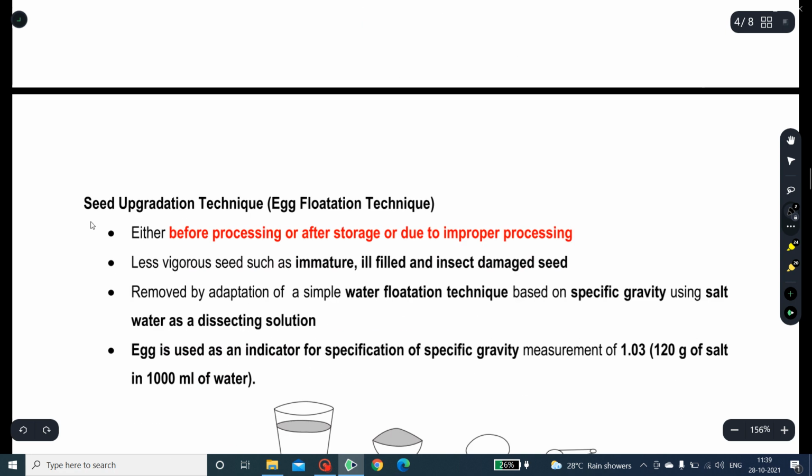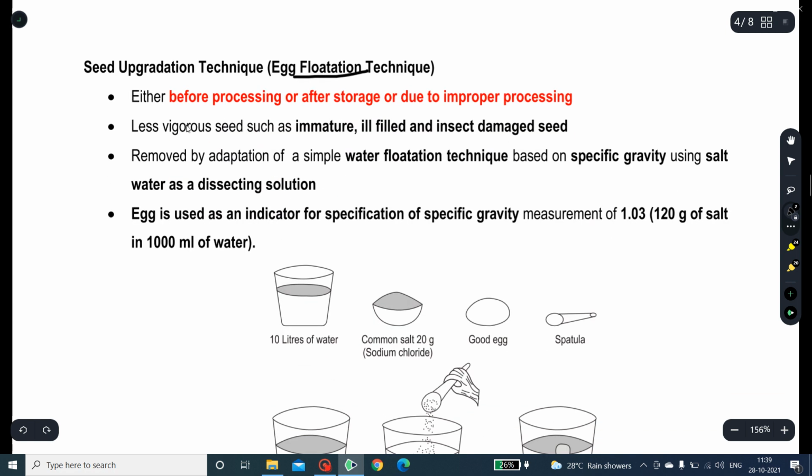And then the next one is the seed upgradation technique. Using salt solution, good quality, denser and vigorous seeds can be separated, and the salt solution is prepared as below. For what purpose is this seed upgradation technique needed? It is also called the egg flotation technique. It is done either before processing or after storage or due to improper processing. So the less vigorous seeds such as immature, ill-filled or insect damaged seeds are removed by this technique.